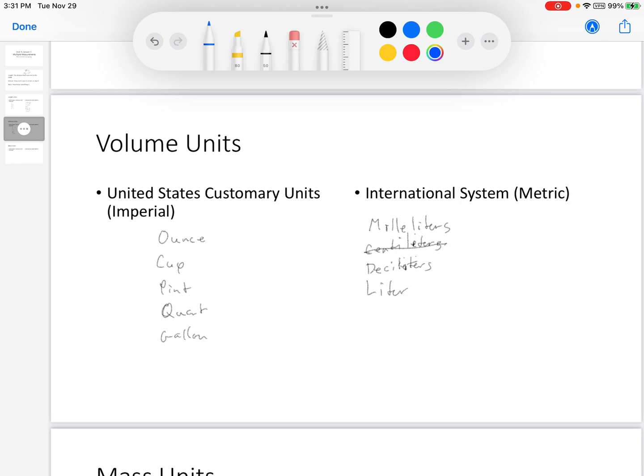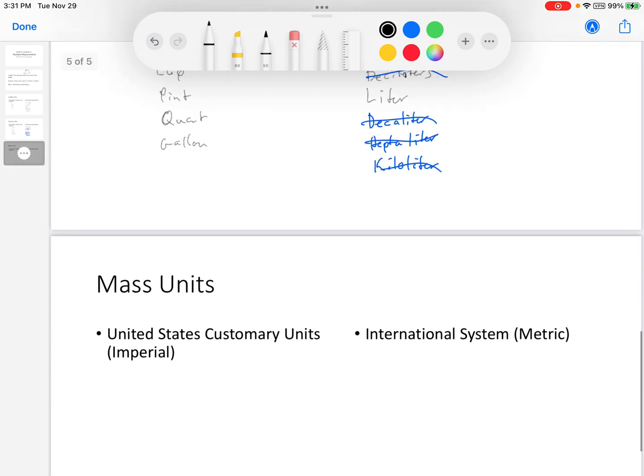And then higher than a liter is a decaliter, heptaliter, and a kiloliter. Any of those are not commonly used. Really, you only hear about liters and milliliters. The rest are just less commonly used.